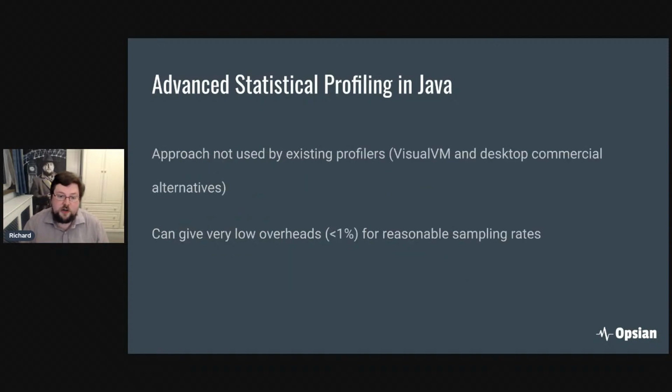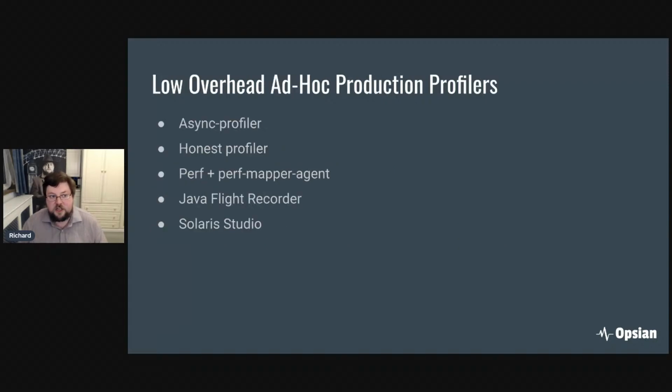Now, advanced statistical profiling isn't used by certain desktop commercial profilers. It isn't used by JVisualVM traditionally, but it can give really, really low overheads in terms of profiling. We have people who use this kind of approach in production all the time with less than 1% overhead for sampling rates that give them useful data that they can reason about their system with. So it's really great.